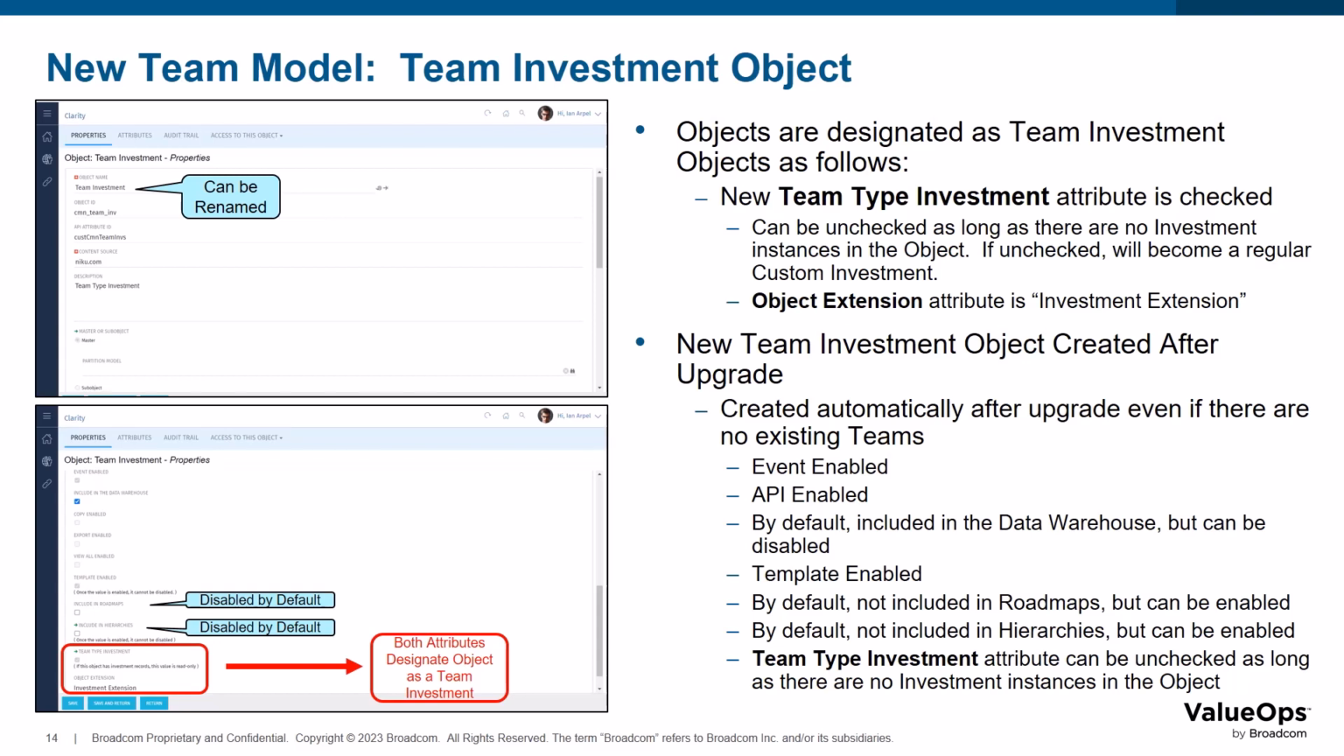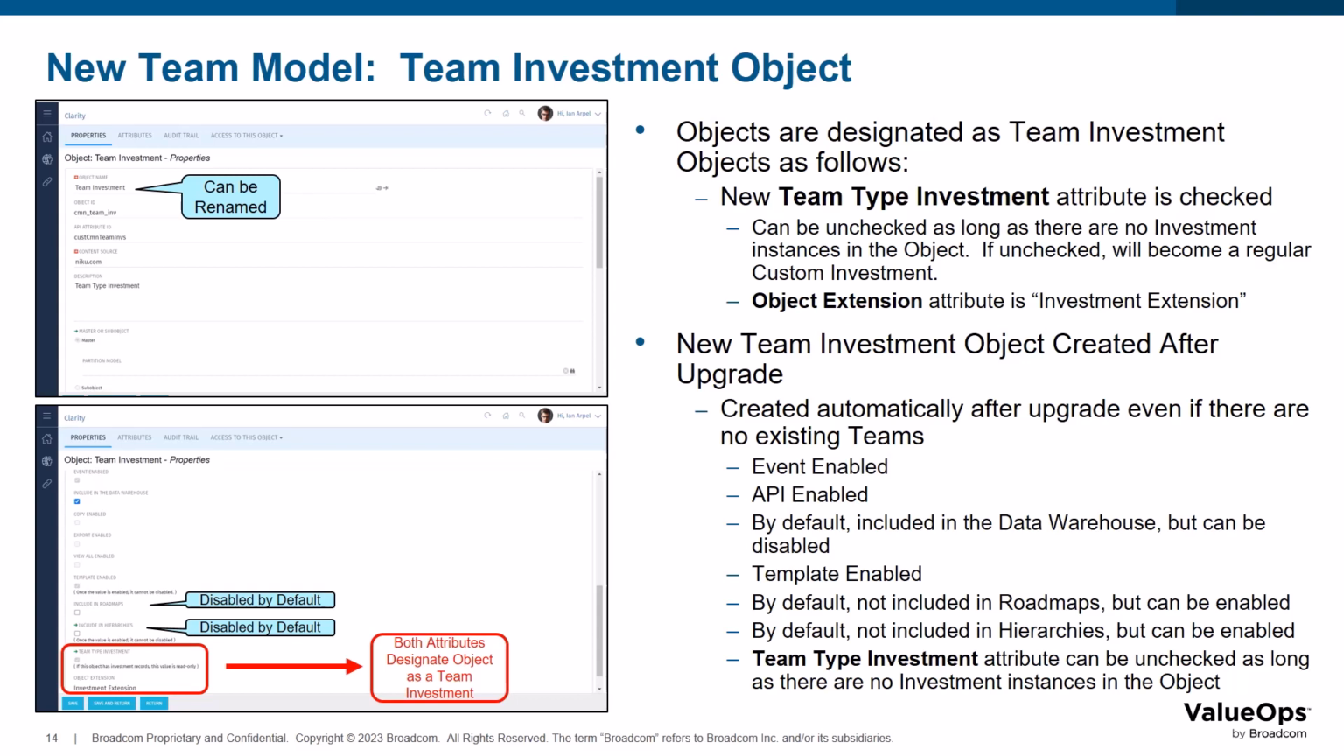You can continue to check, uncheck, and recheck this Team Type Investment flag for this object as long as there are no investment instances in the object. Once there are investment instances, it will become read-only. As part of the upgrade, we're creating a new team investment object for all instances of Clarity, for all customers, whether they're using Teams or not.